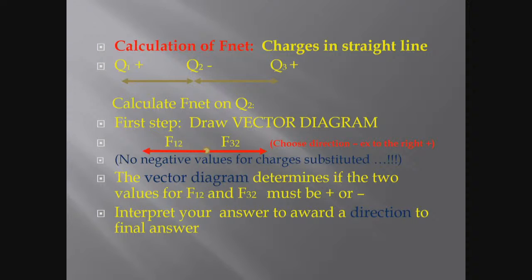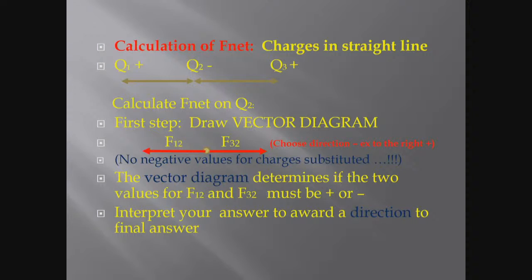and then your final answer, you must interpret your final answer. And how do you do that? You have chosen a direction. Say for instance you have stated to the right is positive, and if you now get a negative answer, then you know your direction is to the left. So that negative, say for instance 0.2 newtons, then becomes 0.2 newton to the left.